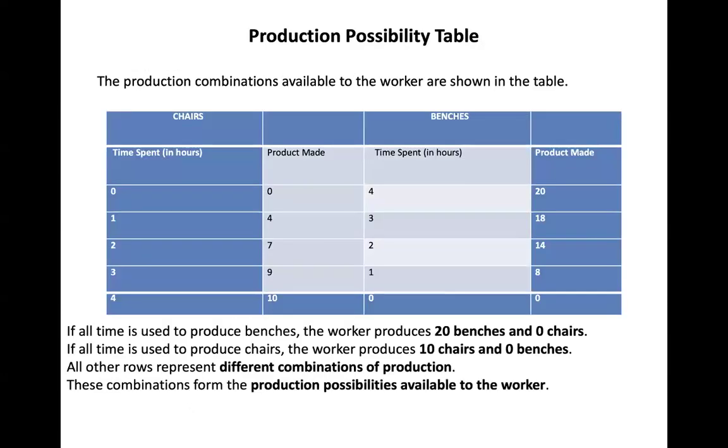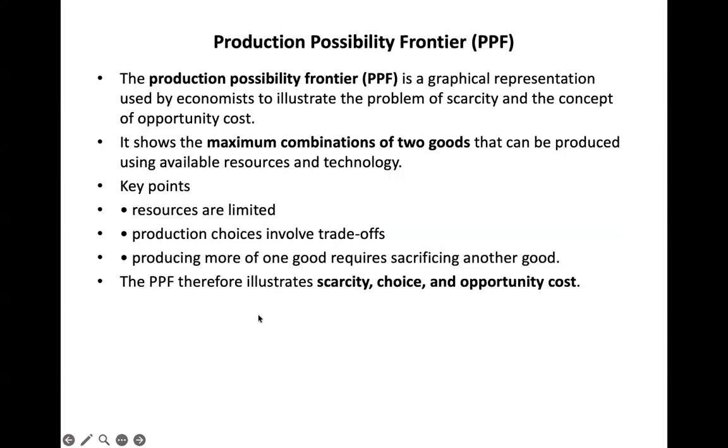With the production possibility frontier, or the production possibility curve, we are talking about a graphical representation used by economists to illustrate the problem of scarcity and the concept of opportunity cost. It shows the maximum combination of 2 items on the curve due to the availability of resources and technology. The issue of not producing both items at a time is because of limited resources, and it's also based on production choices.